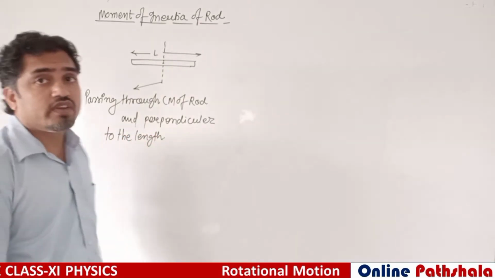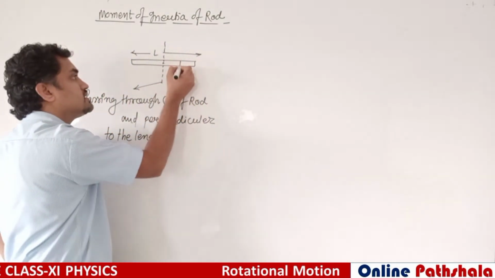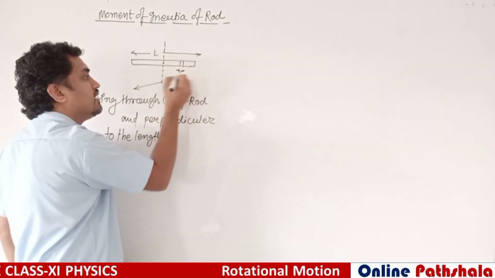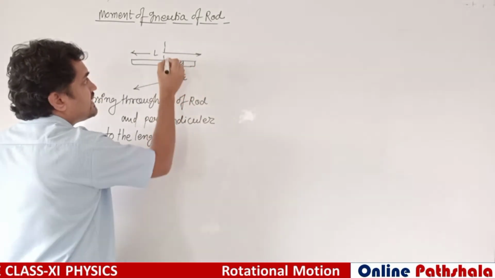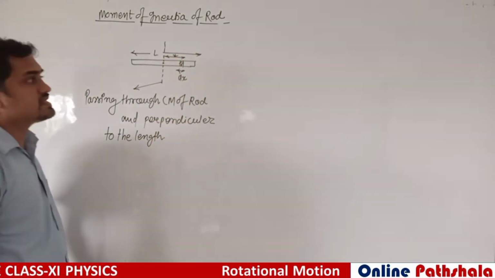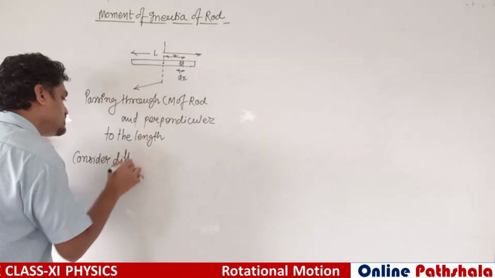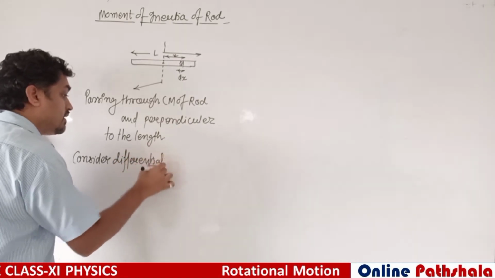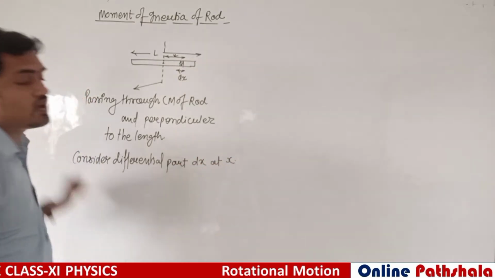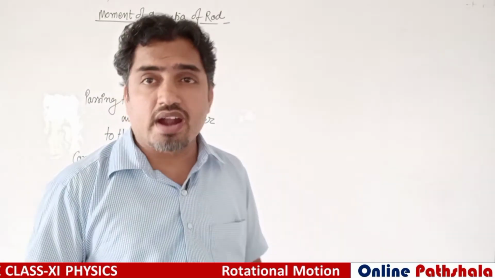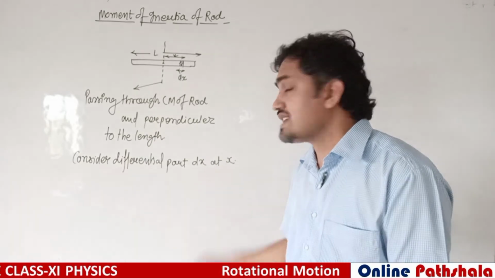So what we have to do? We have to consider a differential length, a differential part. We are considering a differential part having thickness dx at distance x. So consider differential part dx at x.